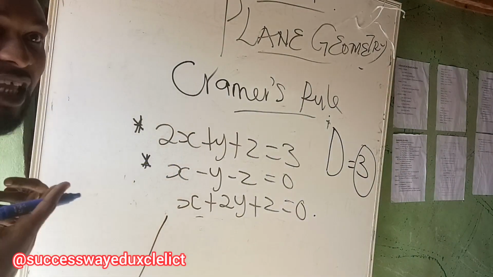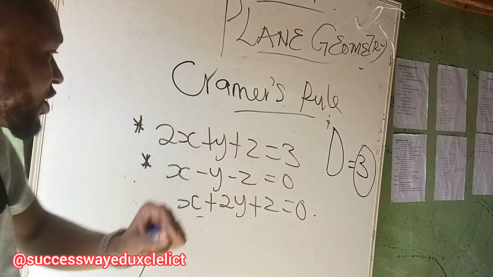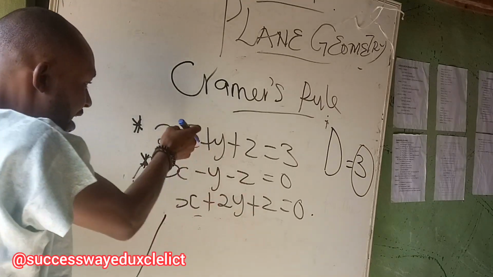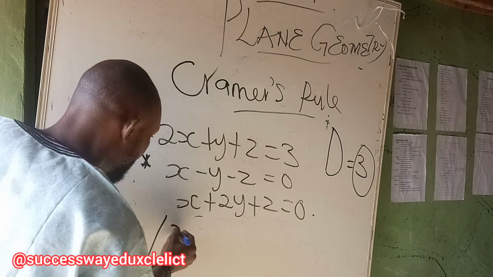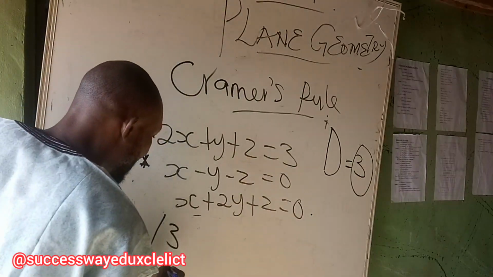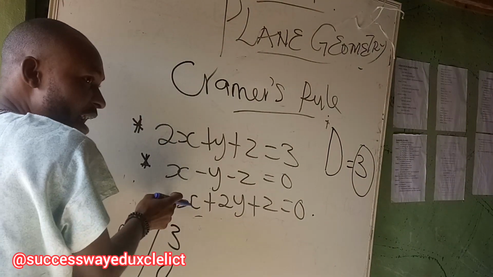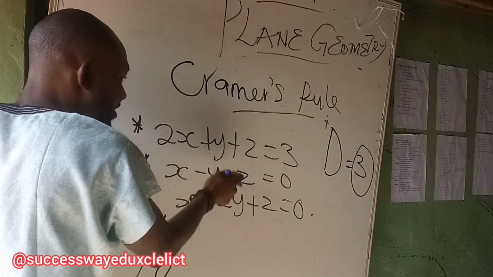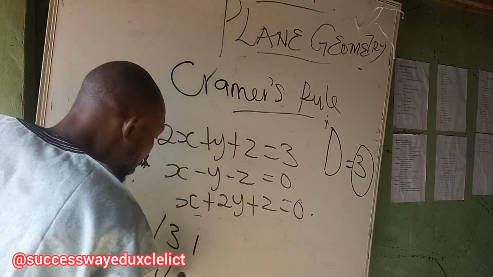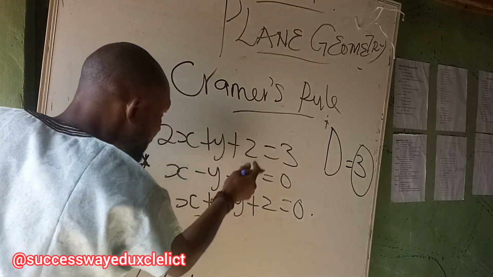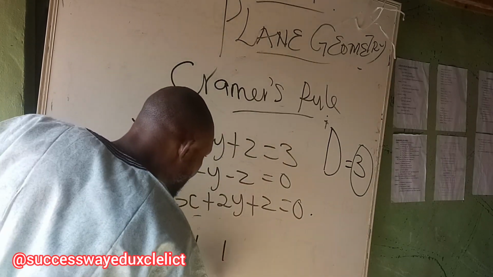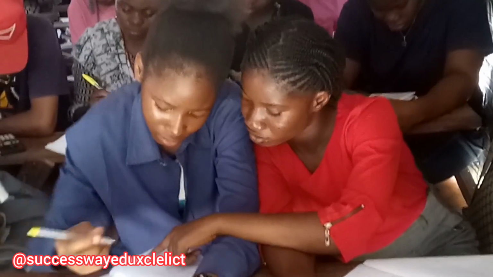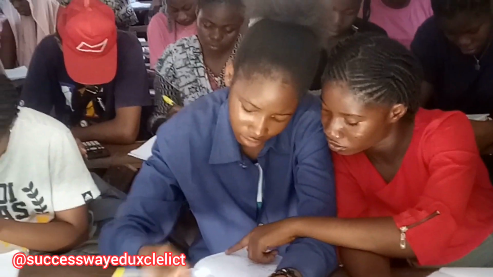So let me start by solving for x. Since I am solving for x, here is going to take 3. The next coefficient is going to take 0. The next one here is going to take 0. I am done with this. Then every other one remains the way it is. That is 1, minus 1, 2, 1, minus 1, and 1. Then you look for a determinant. That becomes your determinant of x.